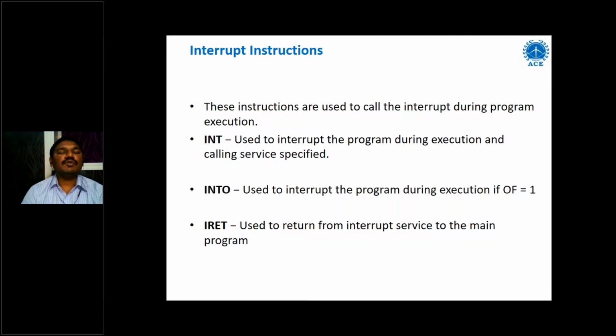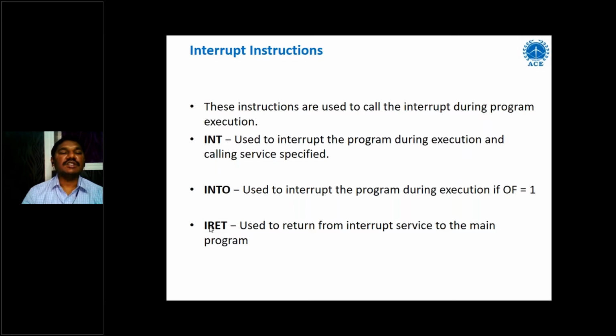So here we have 256 types of software interrupts, and those 256 interrupts can be represented by using the INT statement from INT 0 to INT 255. For example, type 4 or INT 4 is also called INTO, used to interrupt the program during execution if the overflow flag is equal to 1. IRET means after executing the interrupt, you want to come out of that interrupt routine and go back to the main program. Then we use IRET to return from the interrupts.